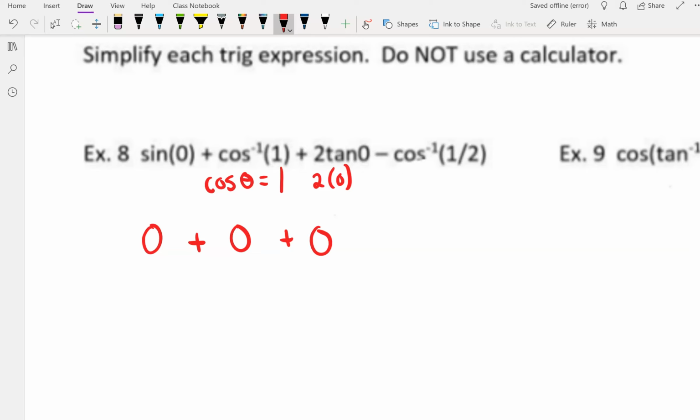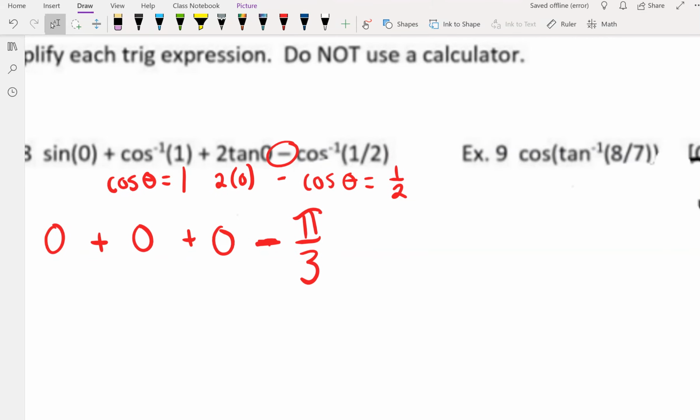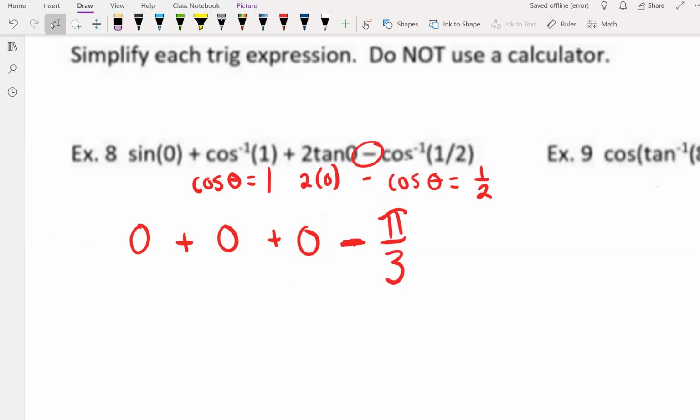And then our very last one is going to be minus inverse cosine of 1/2. So we'll call this cosine of some angle theta equals 1/2. Cosine of what angle gives you 1/2? Think back to your unit circle. Think about that for a second. That answer is going to be pi over 3. And then we have this negative here, so don't forget that there should be a minus there. So 0 plus 0 plus 0 minus pi over 3 is negative pi over 3.